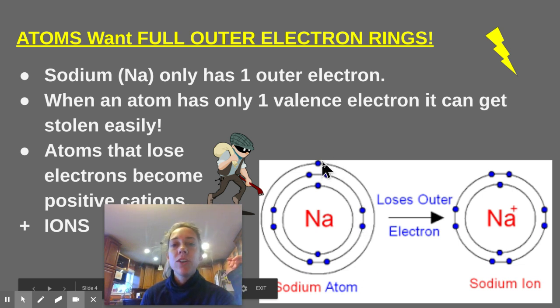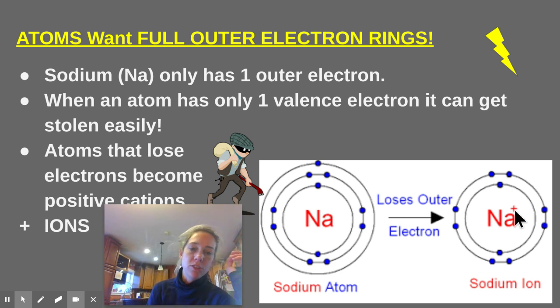In order to become more stable, it would have to gain 7 electrons, and that would be pretty tough, to go out and steal 7 electrons. So instead, it just loses this 1 outer electron and gives it away. Now it's more stable because it has a full outer ring, and that outside ring is gone. But it makes it a positive ion because it has given away a negative electron. So it becomes a positive atom, and we call those ions. A charged atom is an ion, so it's a positive ion now.